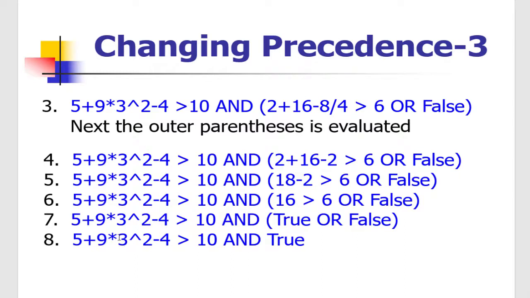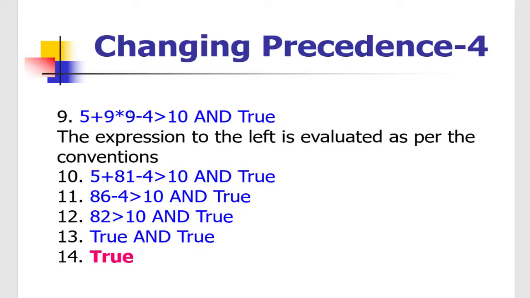We look at the remaining operations. We have 5 plus 9 times 3 raised to power 2 minus 4. We start by raising 3 to power 2. 3 to power 2 is 9. Then 9 times 9 will give us 81. Then plus and minus have the same precedence. This is going to be 5 plus 81 to give us 86. 86 minus 4 is going to give us 82. 82 greater than 10 is going to give us true. The other part we had a true, so true and true gives us true.